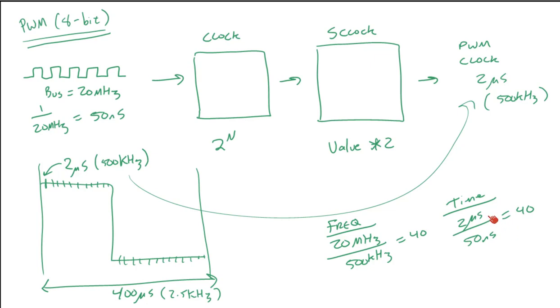I know that my entire period for my output waveform chunk, so 1 period of my period is 2 microseconds. So if I divide that by the bus rate of 50 nanoseconds, then I get the same 40. So it doesn't matter which way you work this out, you should end up with the same value. So I'm looking for a total division of the bus clock of 40.